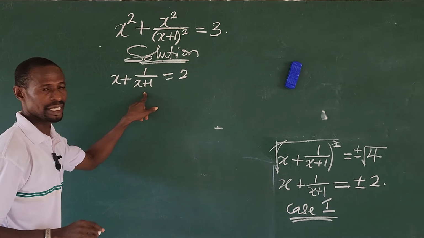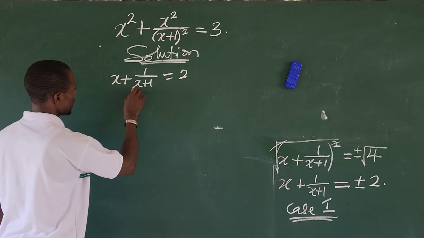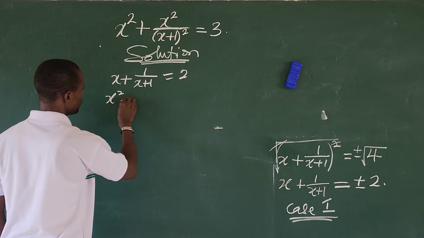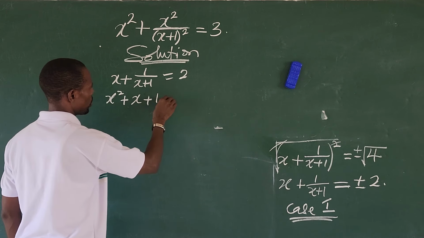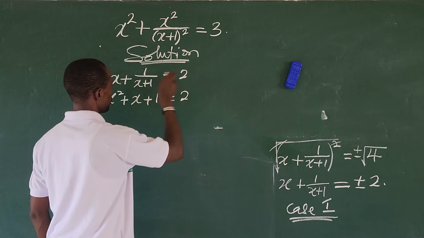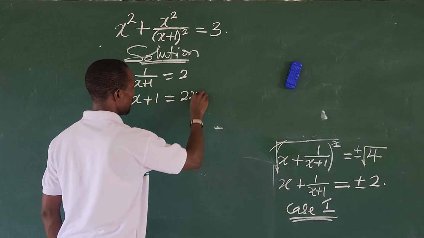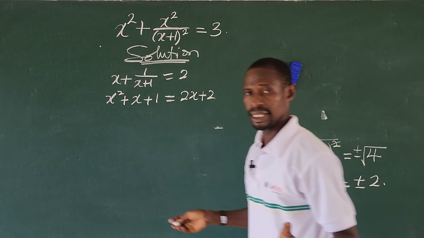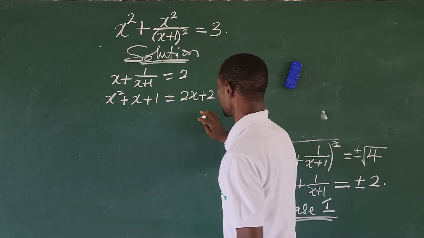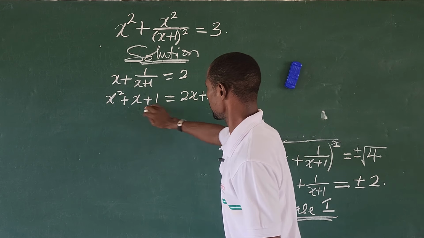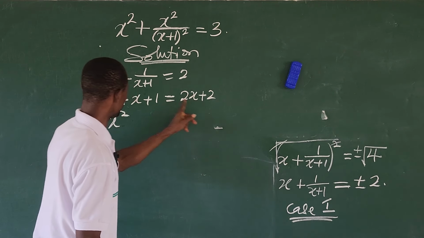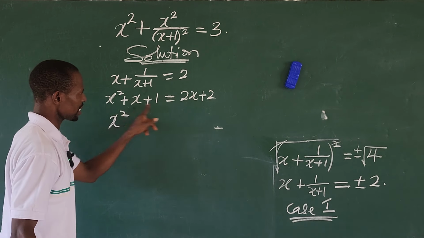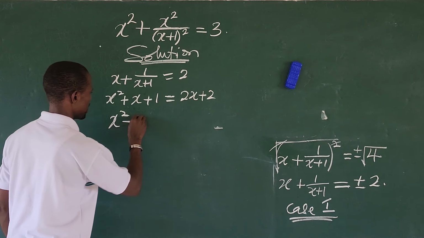So we eliminate this denominator, we multiply through. So this times this will give us x to the power of 2, then plus this times this will give us x, then plus 1, equal to 2 times this will give us 2x, then plus 2. Right? Good. So we can now collect our like terms, move this to this side, move this to this side. So this will now end up giving us x to the power of 2. If we move this to this side, it turns to minus. So we have x minus 2x will give us minus x.